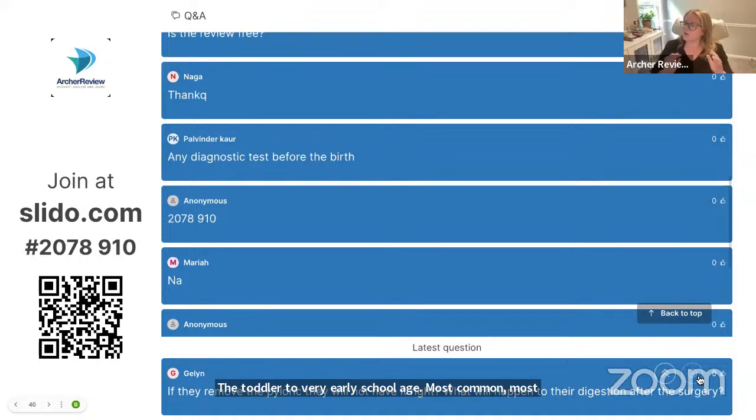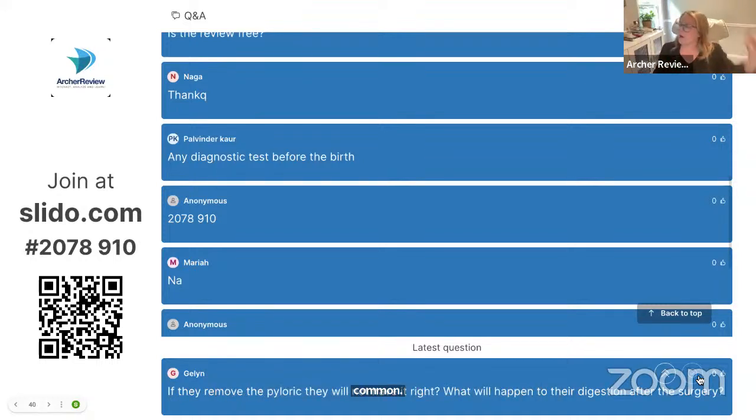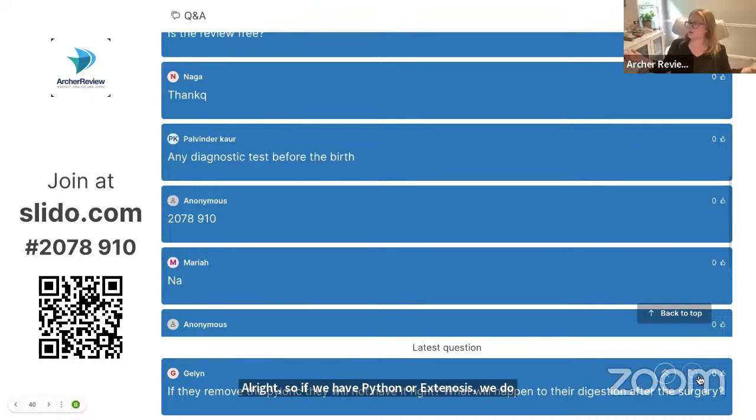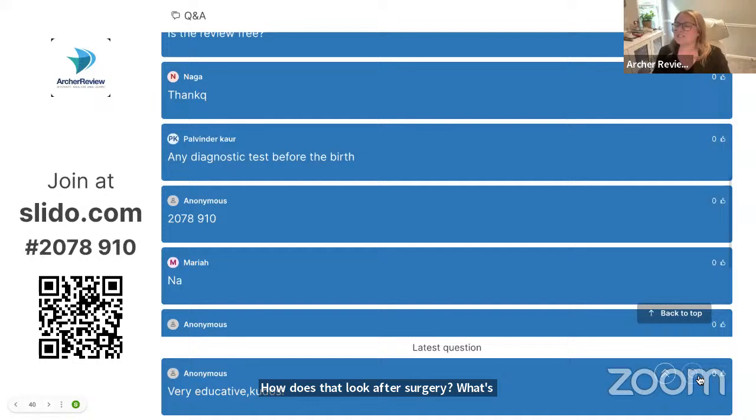All right, so if we have pyloric stenosis, we do that pylorotomy. How does that look after surgery? What's going to happen to their digestion? Really smart. So these surgeons are artists. They're very good at what they do.